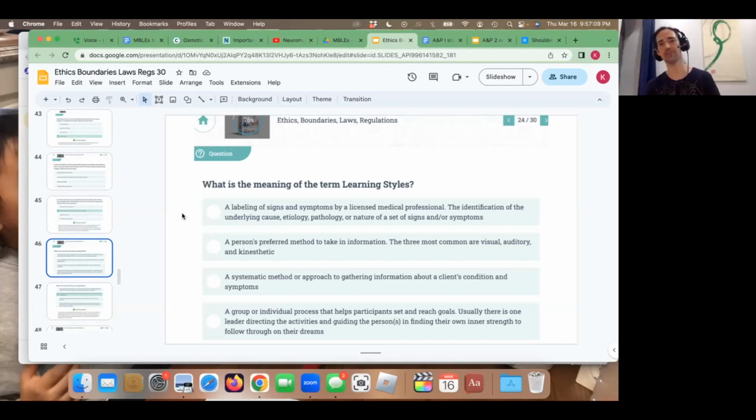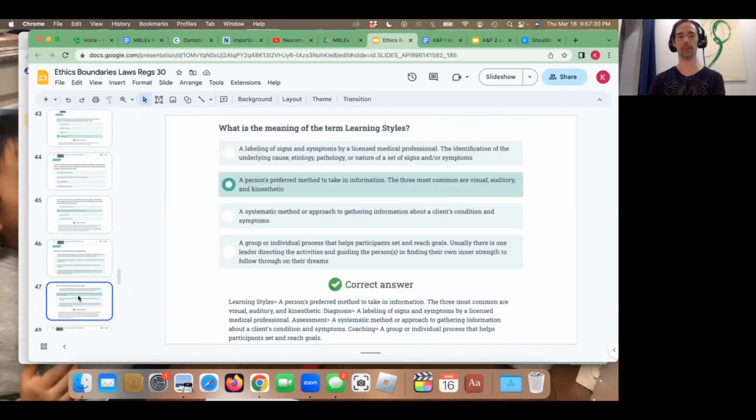What is the meaning of the term learning styles? A labeling of signs and symptoms by a licensed medical professional, the identification of underlying cause, etiology, pathology, or nature of a set of signs and or symptoms, a person's preferred method to take in information. The 3 most common are visual, auditory, and kinesthetic. A systematic method. Yeah, that one.